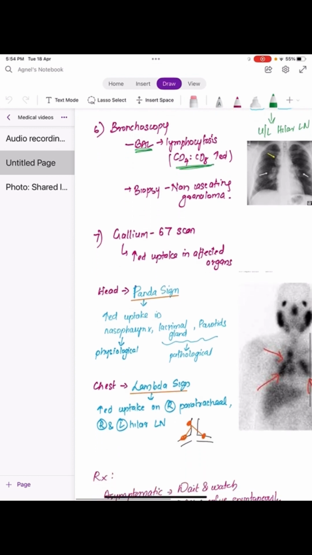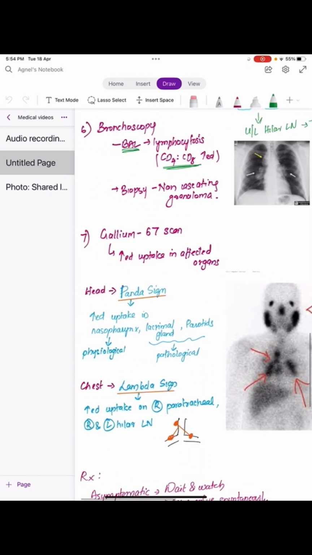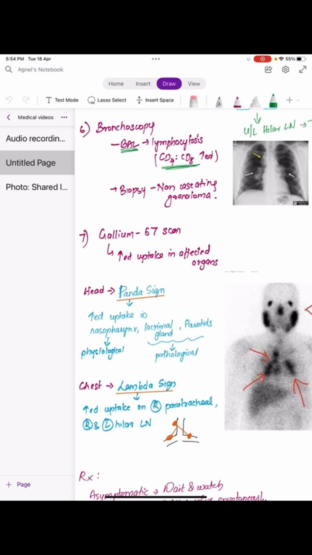On this scan, as seen in this picture, we can see that certain areas look darkened. In the head, we notice the panda sign. The head looks like the image of a panda. There is increased uptake of gallium in nasopharynx, lacrimal glands, and parotids. But the uptake in nasopharynx is purely physiological, and that of lacrimal glands and parotids is pathological. So if a panda sign is seen, you have to suspect sarcoidosis.